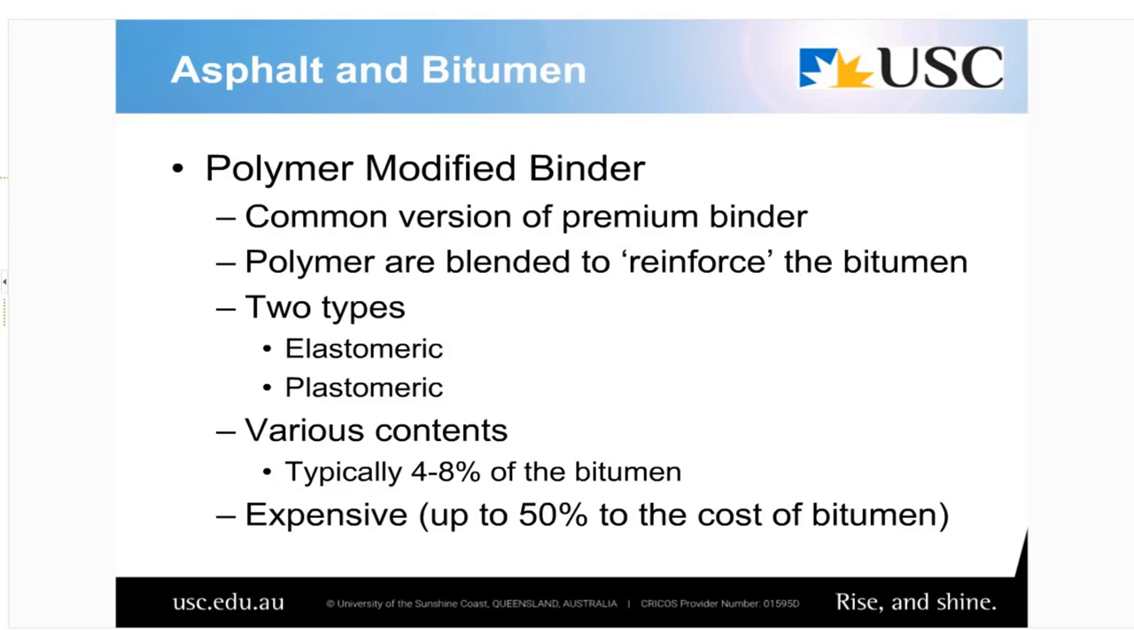The polymers are expensive. They're about 50% of the cost of bitumen, even though typically you would only add somewhere between 4 and 8% of the binder content would be the polymer itself.